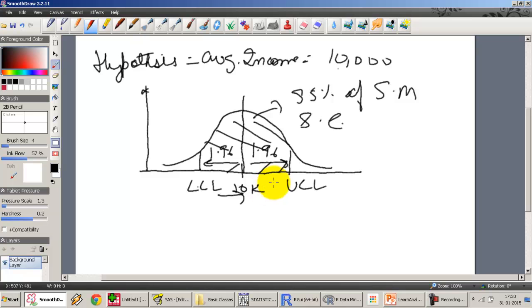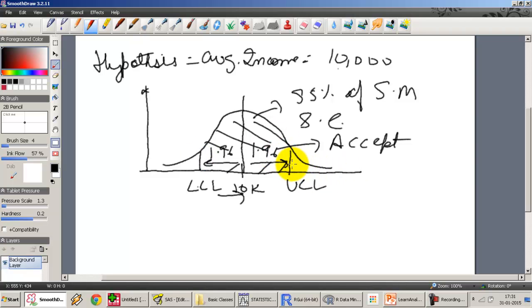So if I compute the standard error of a sample and apply it to this particular hypothesis, I can check whether the sample is likely to come within the 95% region or not. If it comes within this region, I call it the acceptance region. Then I accept the claim that the population mean may actually be 10,000, because the samples are coming within the 95% probability region of 10,000.